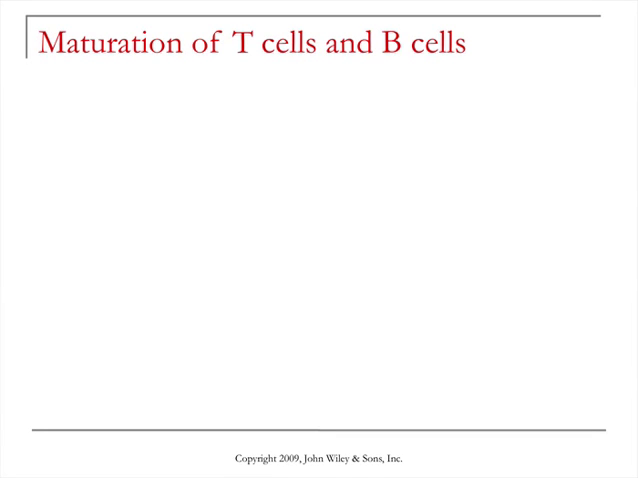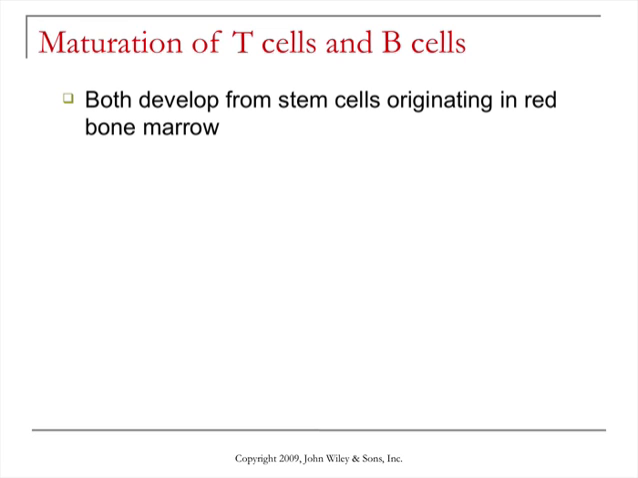As mentioned before, adaptive immunity involves lymphocytes called B cells and T cells. In this video, we're going to talk about where these B cells and T cells come from and how they mature. Both of these cells develop from stem cells that originate in the red bone marrow.